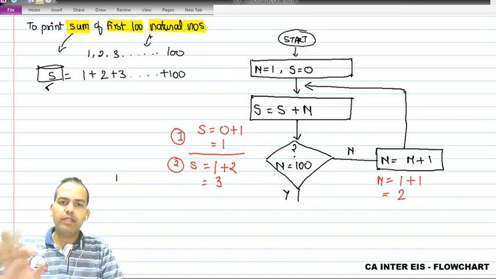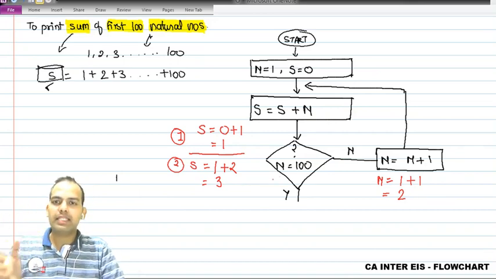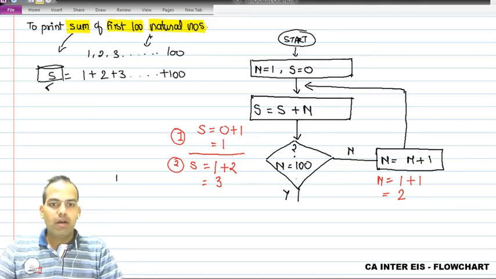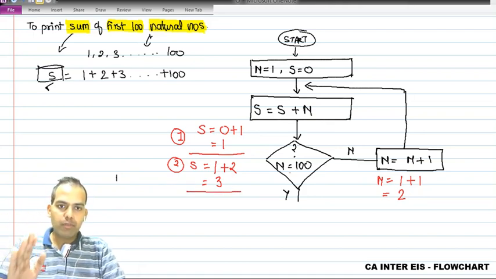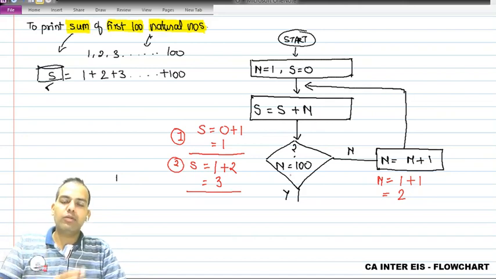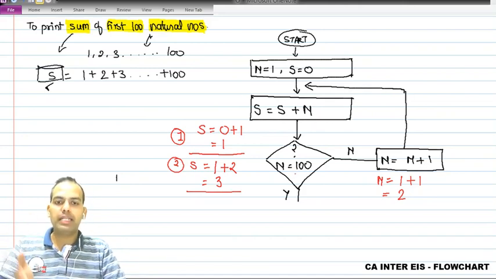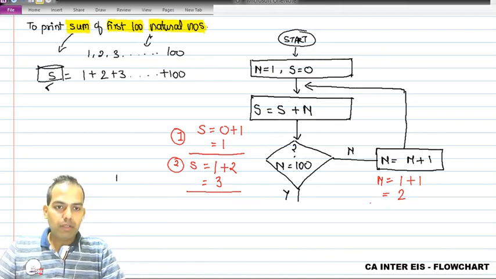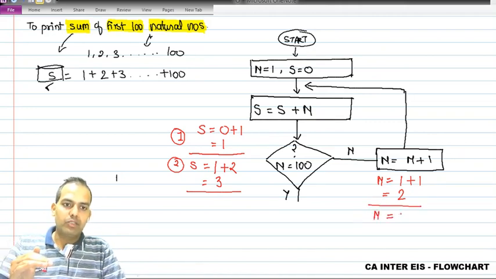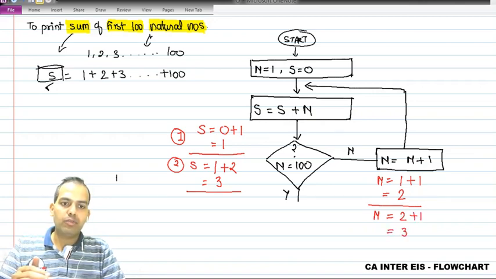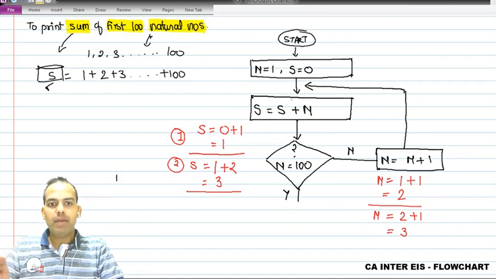Just look carefully and you will understand. It's not rocket science I'm teaching here. It's very simple, you just need to pay attention. When s is equal to 3, n was 2. Again the program will go down and ask n is equal to 100? The answer is no, because n is 2. So again the program will go here. Now n will be redefined: n is 2 plus 1, so the value comes to 3. Again the program will go up and come here.